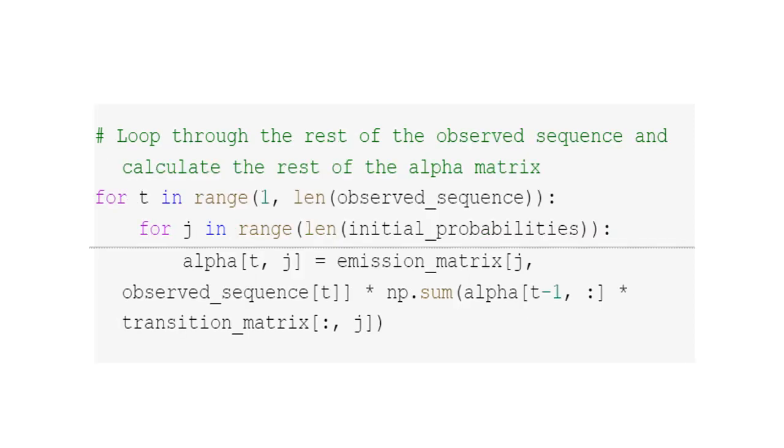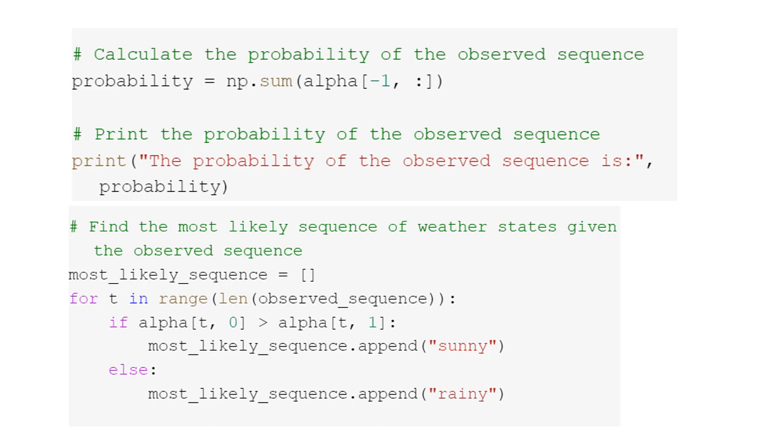Now we'll be looping through the rest of the observed sequence and calculating the rest of the alpha matrix. For t in range 1 comma length of observed sequence, for j in range length of initial probabilities, alpha t comma j equals emission matrix j comma observed sequence times np.sum of alpha t minus 1 till the end of the matrix times transition matrix from start to j.